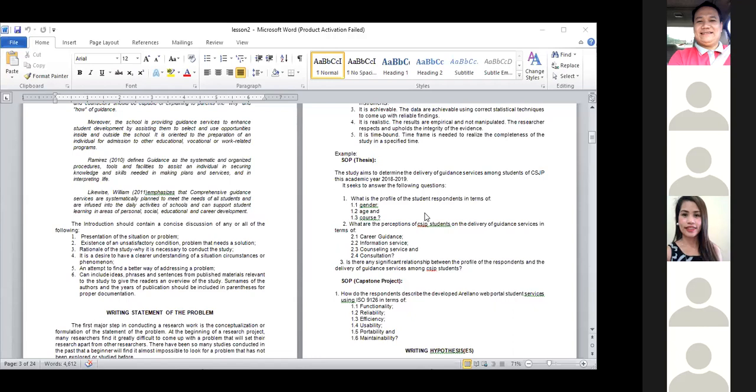Then for number 3, kinakailangan mag-formulate tayo ng question that will be used for formulating our hypothesis. So number 3, ayan, is there any significant relationship between the profile of the respondents and the delivery of guidance services among CSJP students? So from here, guys, the question 1 and 2, you will look if there is a significant relationship.